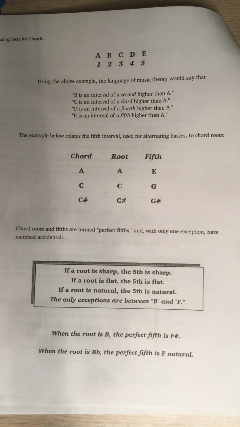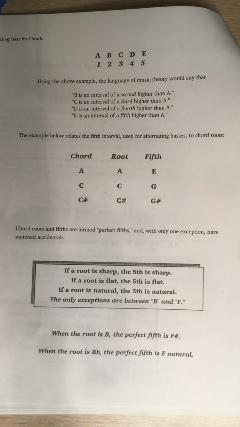Well, we don't have any sharp chords on our list. They're all natural notes. If a root is flat, the fifth is flat. So if the root is an E flat, the fifth is going to be a B flat. That's what that's telling us. And again, that's not really going to be applicable to us. But this last rule is applicable to us. If the root is natural, the fifth is natural.